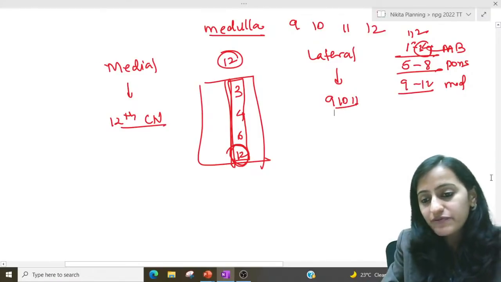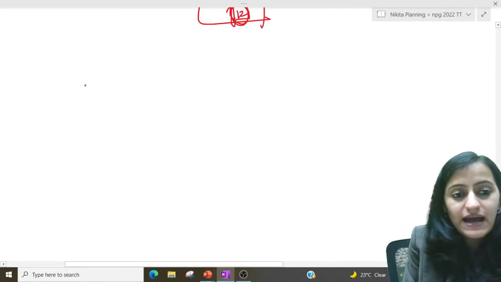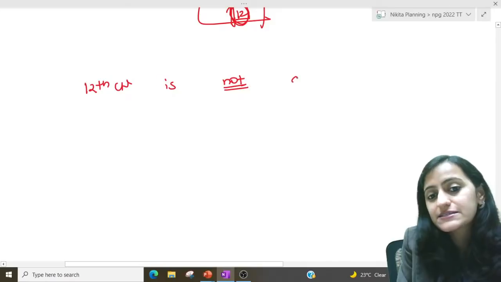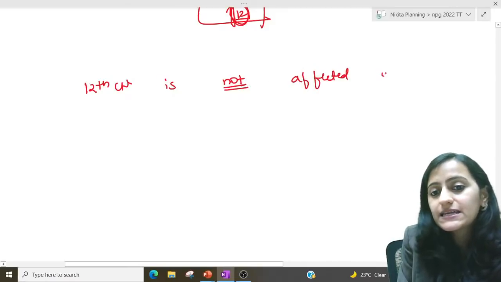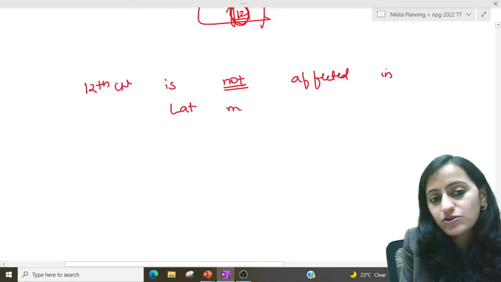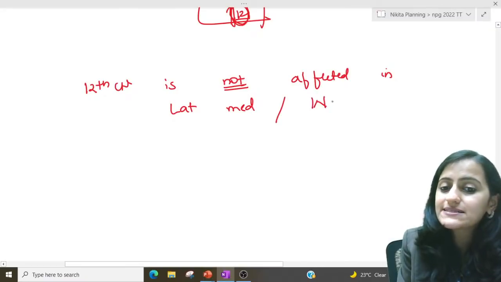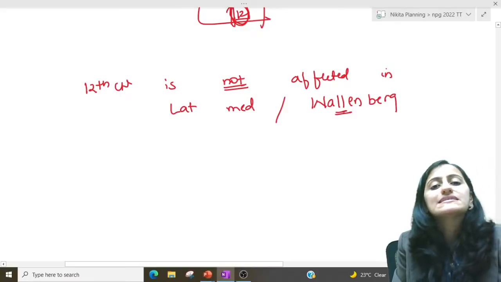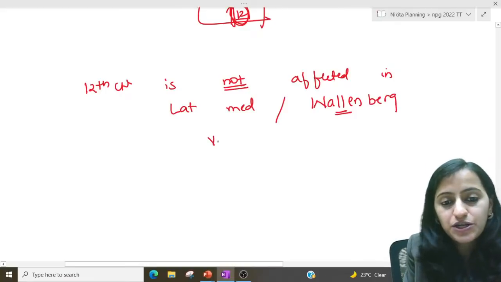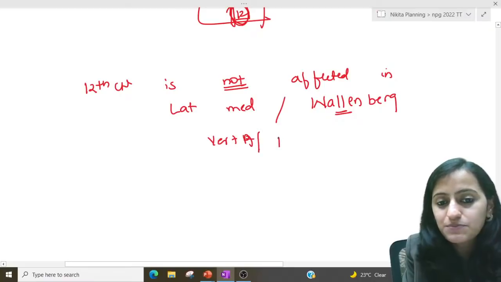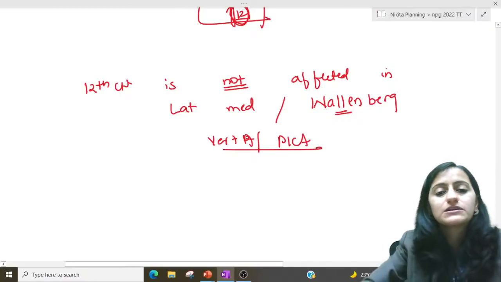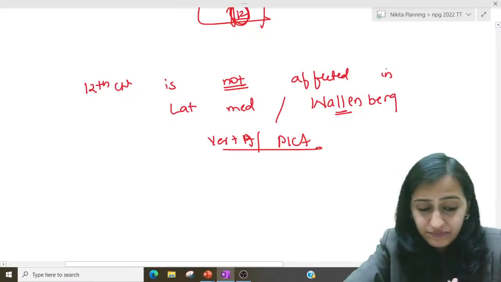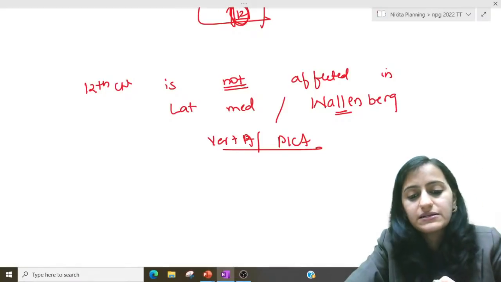So remember this very, very important point that the 12th cranial nerve is not affected in lateral medullary syndrome, which is also called Wallenberg syndrome. Remember Wallenberg is lateral medullary syndrome due to the vertebral artery or its branch, that is PICA. So remember, there is no 12th cranial nerve palsy.